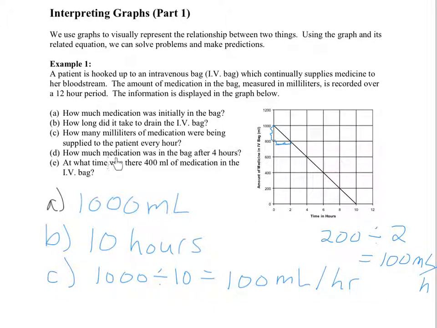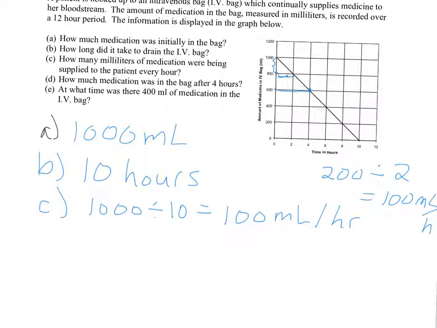The next question is, how much medication was in the bag after 4 hours? Our hours are on the horizontal axis, so we look at 4, and then we follow it up until we get to our line, where it touches the line right here. Now we just look over at how much volume there was at that time, and it says 600 milliliters. After 4 hours, there were 600 milliliters in the bag.